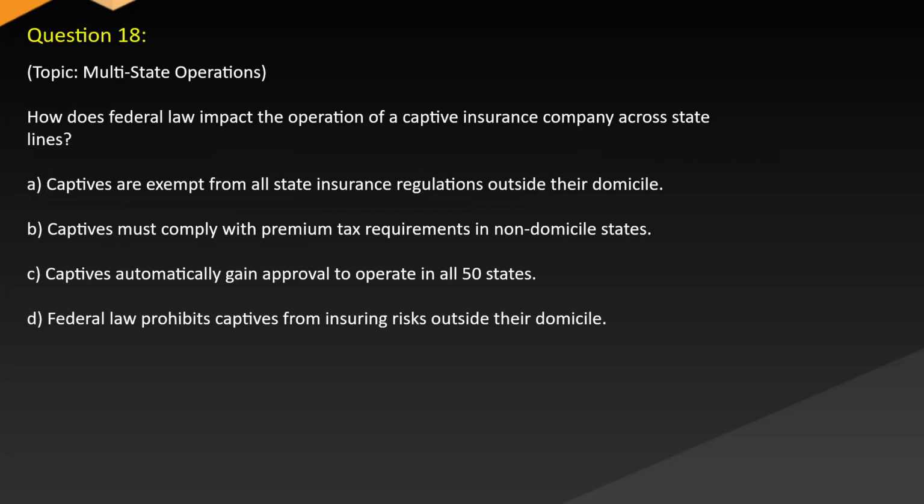Question 18, topic: Multi-state operations. How does federal law impact the operation of a captive insurance company across state lines? A. Captives are exempt from all state insurance regulations outside their domicile. B. Captives must comply with premium tax requirements in non-domicile states. C. Captives automatically gain approval to operate in all 50 states. D. Federal law prohibits captives from insuring risks outside their domicile.